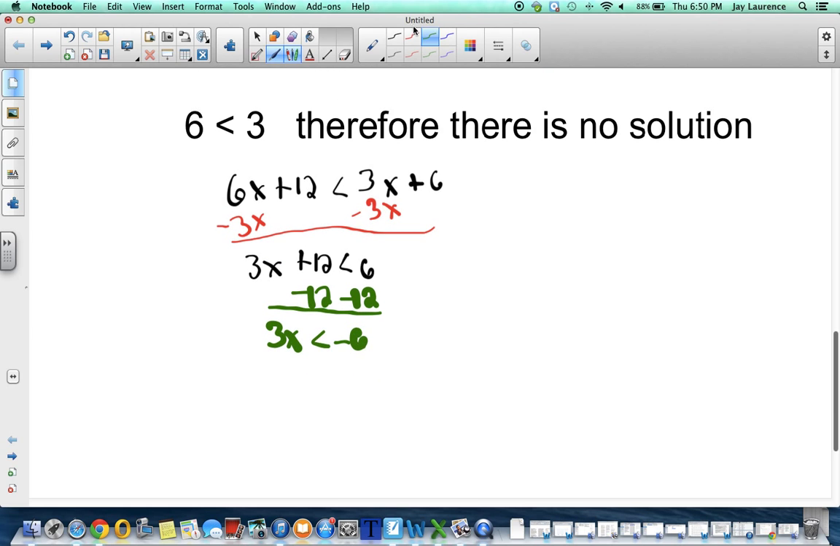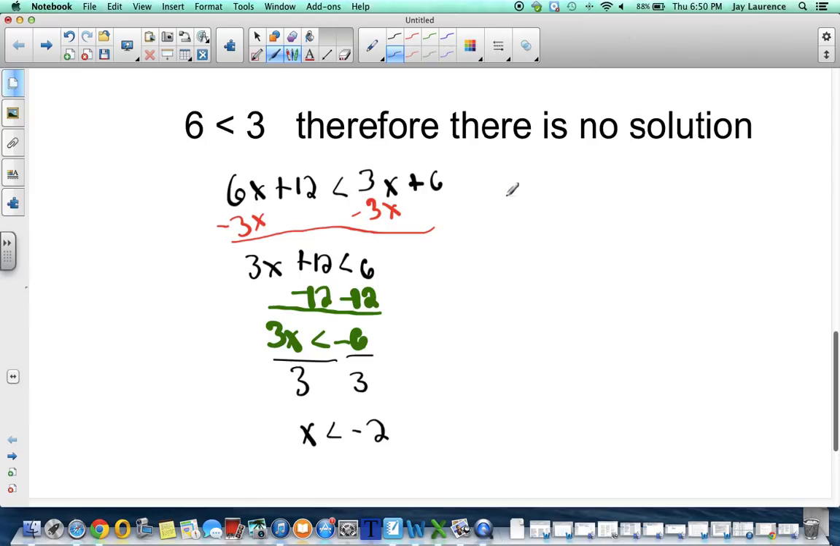And we're going to divide by 3. Wow, this thing's really messing up. Wish I had a pause button. I could fix it and then come back to the video. So x is going to be less than negative 2.